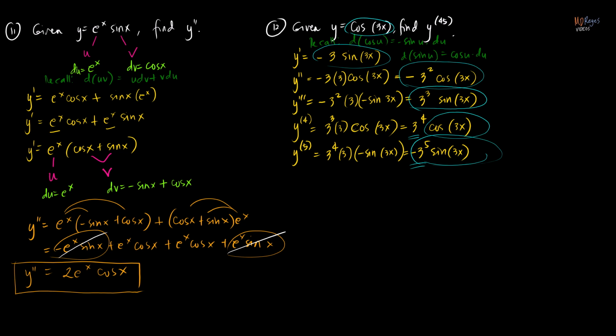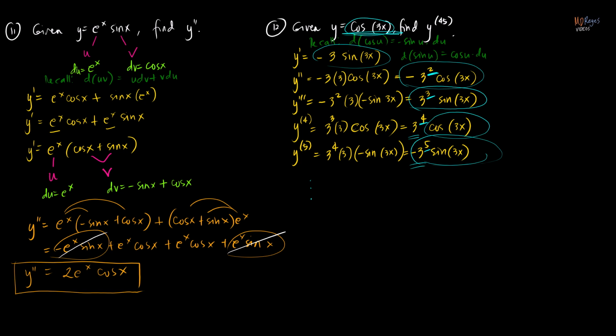If you try to look for a pattern in the constant, look at the exponent of 3. In the second derivative, the exponent of 3 is 2. In the third derivative, the exponent of 3 is 3. In the fourth derivative, the exponent of 3 is 4. In the fifth derivative, the exponent of 3 is 5. Now, the derivative is actually a cycle of 4. Look at the pattern. Every fourth derivative, we go back to the same given.